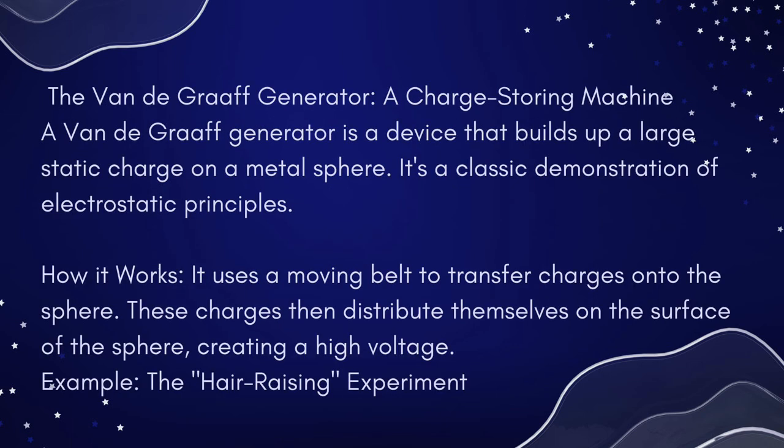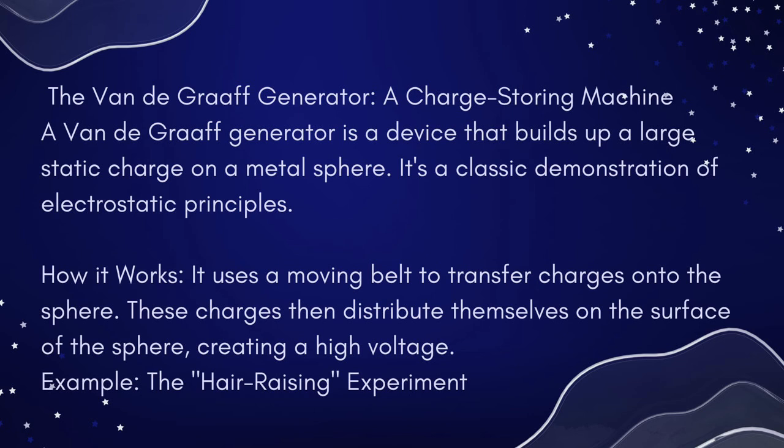Now let us continue to the Van de Graaff generator, a charge storing machine. The Van de Graaff generator is a device that builds a large static charge on a metal sphere. It's a classical demonstration of electrostatic principles. So how does it work? Charge transfer: the Van de Graaff has a belt which picks up charges from a source, like rubbing against a brush, and carries them to the sphere. Charge accumulation: the charge builds up on the sphere, creating a high voltage.